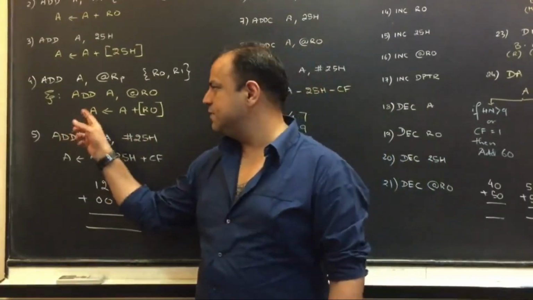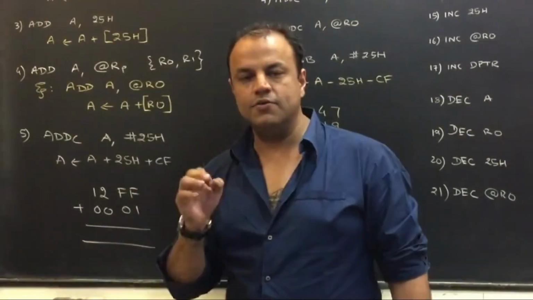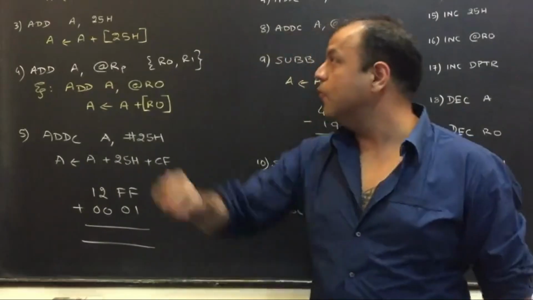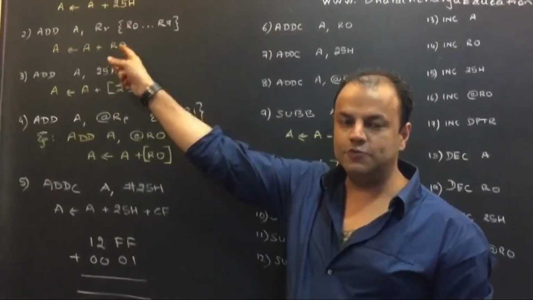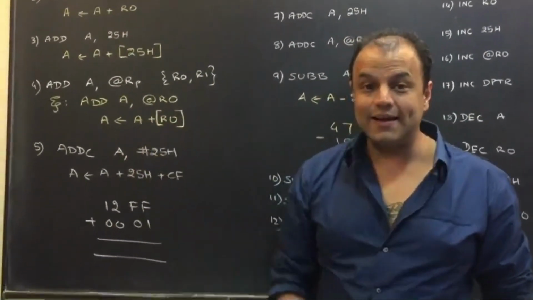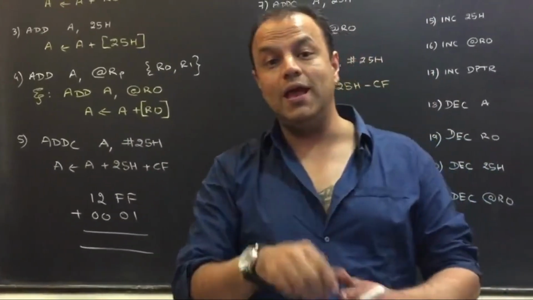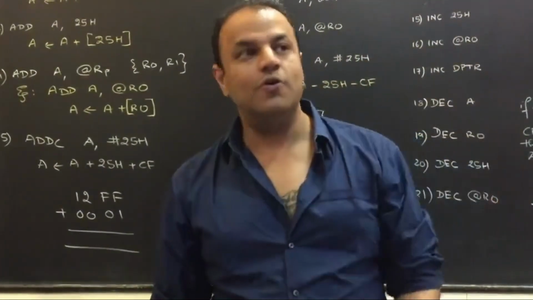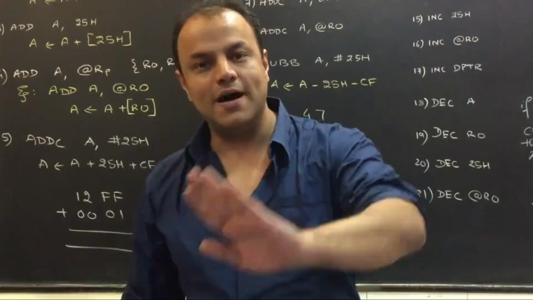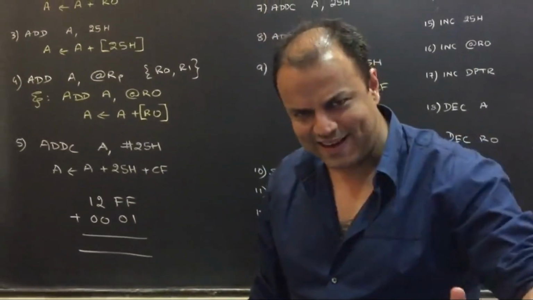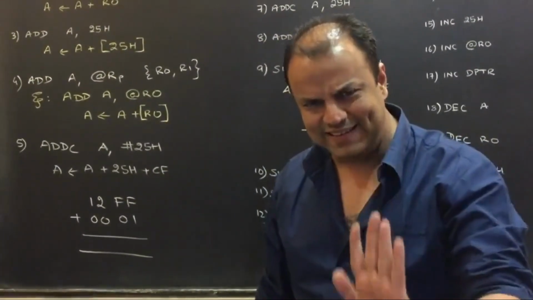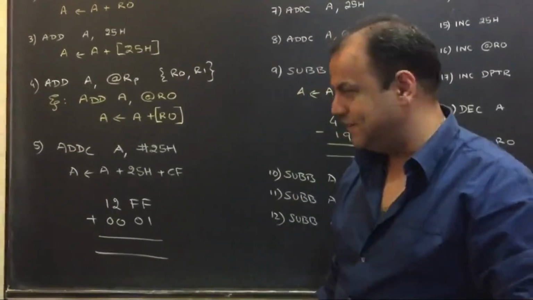Let's say R0 example, add A, @R0. Are you adding A with R0? No. That's what you did over here. This was just R0. This is @R0. That means you're adding with A the contents of the location pointed by R0. Hold on. Don't get scared. It's very easy. Just easy. Okay? Take a breath. It's easy.